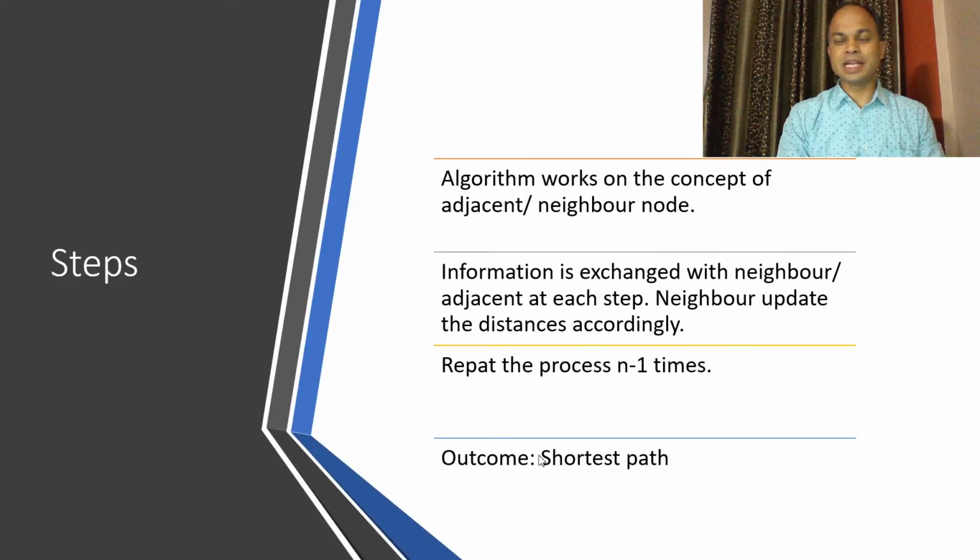If we talk about the detailed working of the Bellman-Ford algorithm, then this algorithm is based on the concept of adjacent nodes or neighbor nodes. Information is exchanged with neighbor nodes at each step and the neighbors update the distances accordingly. We have to repeat the process n minus 1 times, as we have a total of n number of vertices. After executing n minus 1 steps, our result is the shortest path.